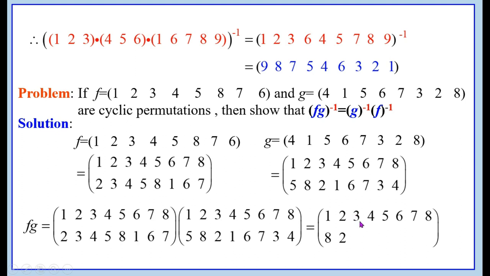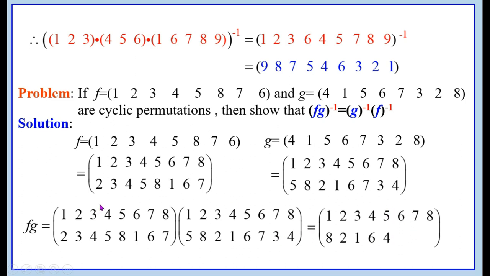Now, what is the image of 3 in the product? 3 goes to 4, whereas in the second permutation, 4 goes to 1. Therefore, 3 goes to 1. Now, the image of 4 in the product: 4 goes to 5, 5 goes to 6, therefore it is 6. Now what is the image of 5 in this product? 5 goes to 8, whereas 8 goes to 4, therefore the image of 5 is 4.